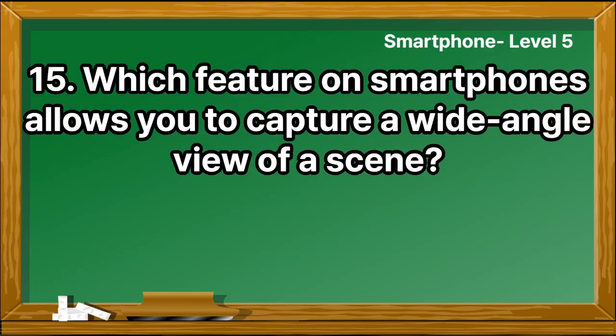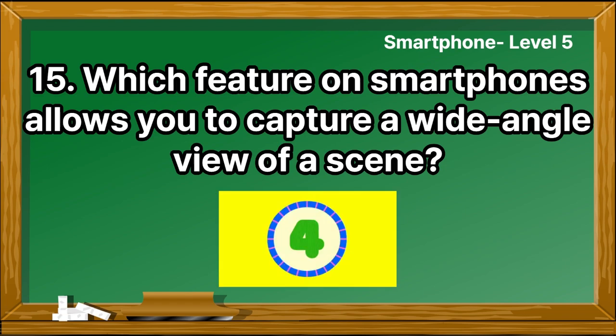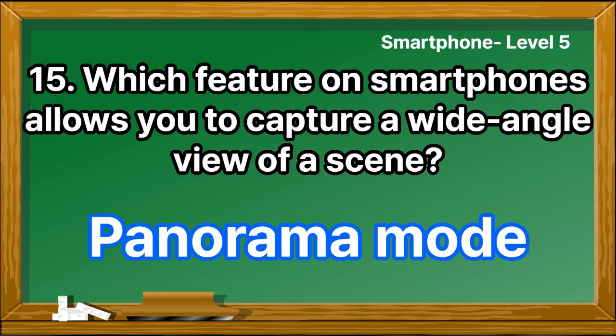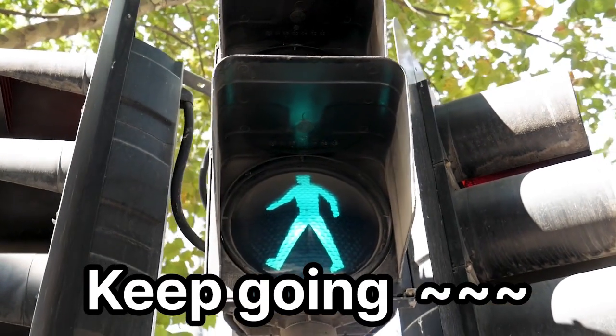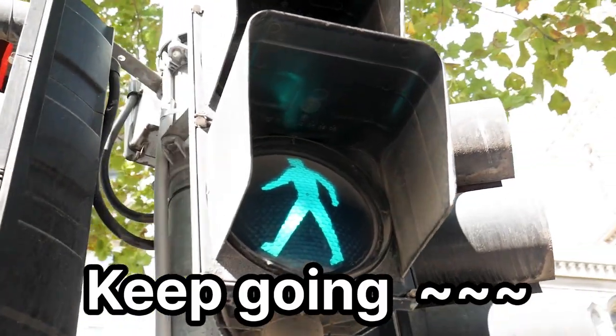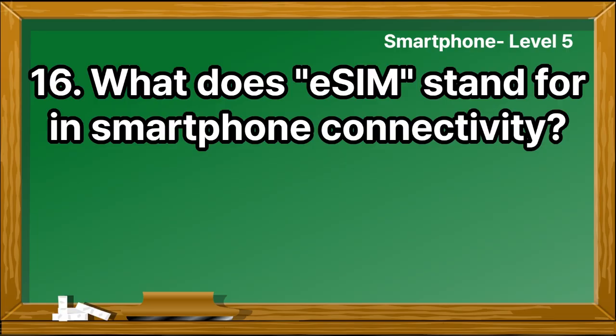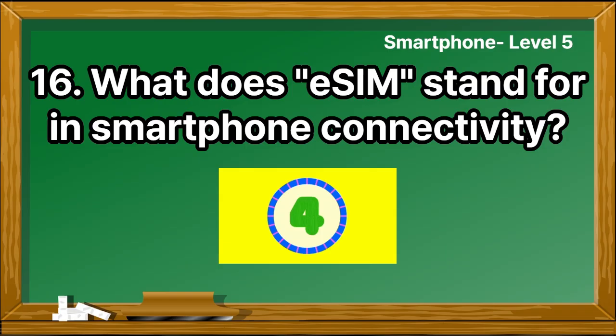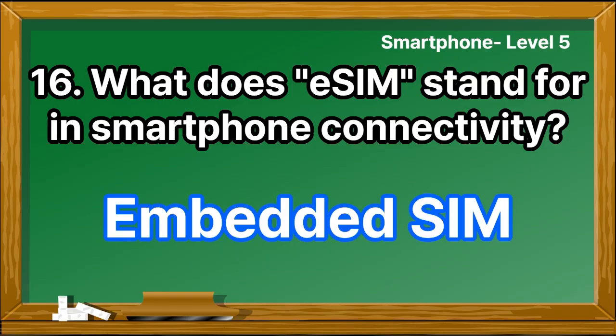Which feature on smartphones allows you to capture a wide-angle view of a scene? Panorama mode. Keep going. What does eSIM stand for in smartphone connectivity? Embedded SIM.